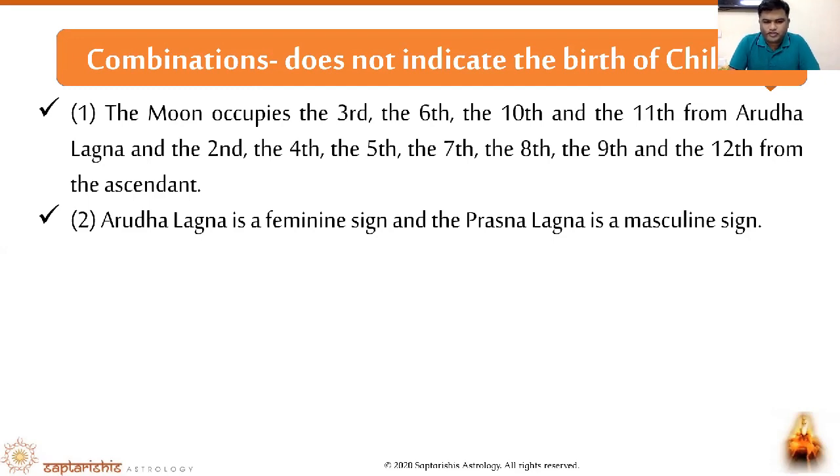Now the first one is if the moon occupies the third, sixth, 10th, and 11th from the Aruda Lagna, and the second, fourth, fifth, seventh, eighth, ninth, 12th house from the ascendant, then it can create a problem in the birth of children. Again here we are treating Aruda and Lagna differently. From Aruda, the moon in 3, 6, 10, 11 shows a problem with the female, the wife. The moon in the second, fourth, fifth, seventh, eighth, ninth, 12th house from the ascendant shows a problem with the husband.